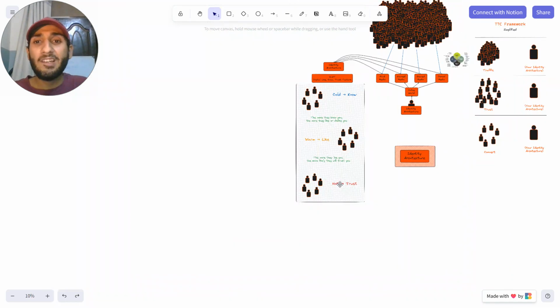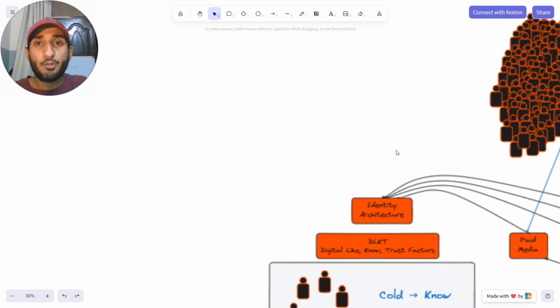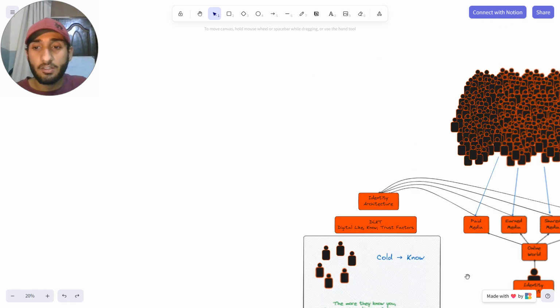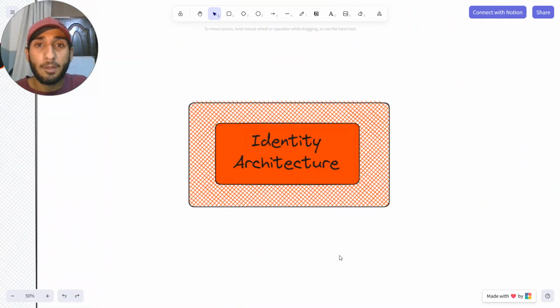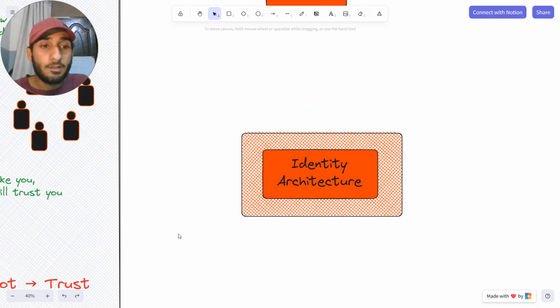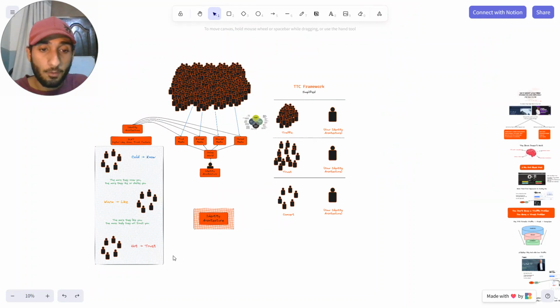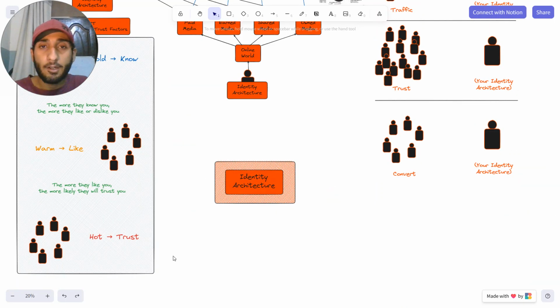Okay, so building that trust factor comes into the identity architecture, because it is the way you position yourself, how authentically you position yourself, so that people start to like you even more, okay? And people start to talk about you. And lastly, what conversion optimization does is show the hot audience that here is the thing that you should be buying from this guy, because you trust them the most, and you know that this guy can help you, okay?